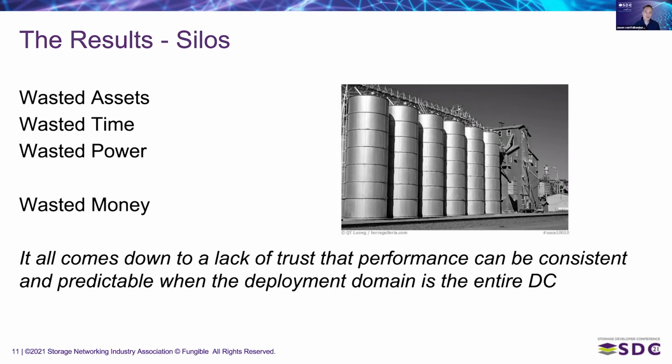So we talked about the net effect of all of this, right? Wasted assets, wasted time, power, and money, right? And really what it comes down to is these silos exist because there's a lack of trust that you can deliver predictable performance consistently when the deployment domain is the entire data center, right? And we want the deployment domain to be the entire data center because that's how we pool all of our resources and deliver the most benefits.